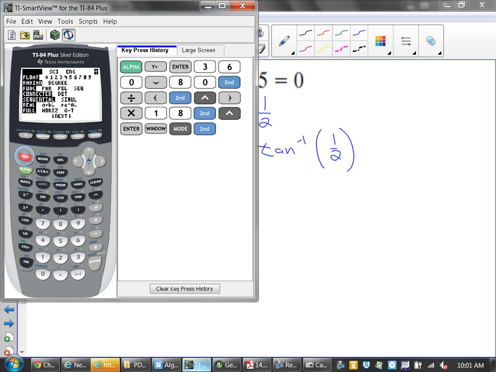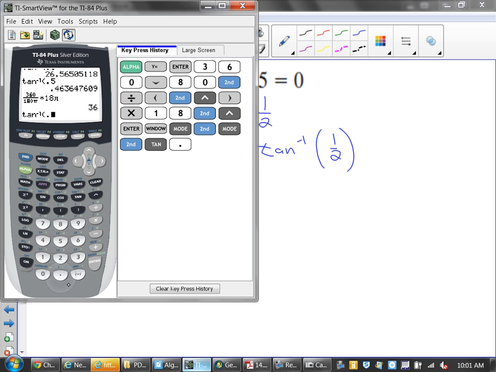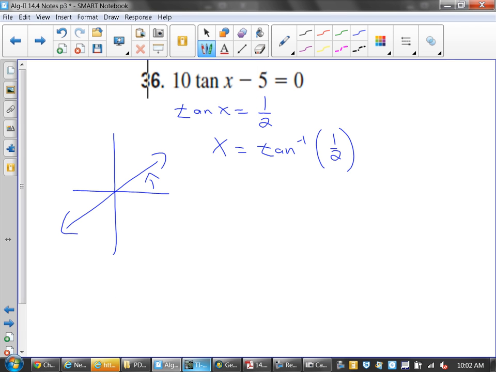I'm in radians, so let me back out here. Inverse tangent of 0.5, and I hit enter. 0.46. I don't care what the degree measure is. I'm not really looking for it in terms of a fractional amount with pi in it. I'm just going to use 0.46. 0.46 is my reference. I know that's got to be in the first quadrant because it's positive.